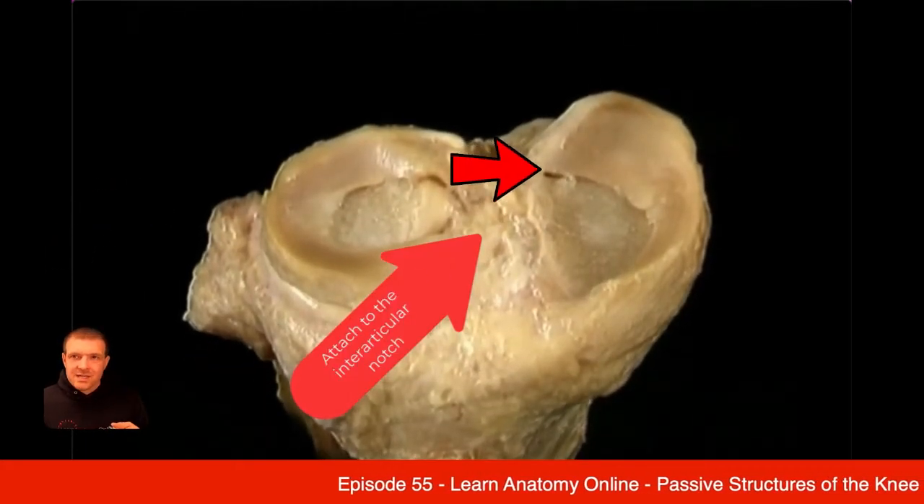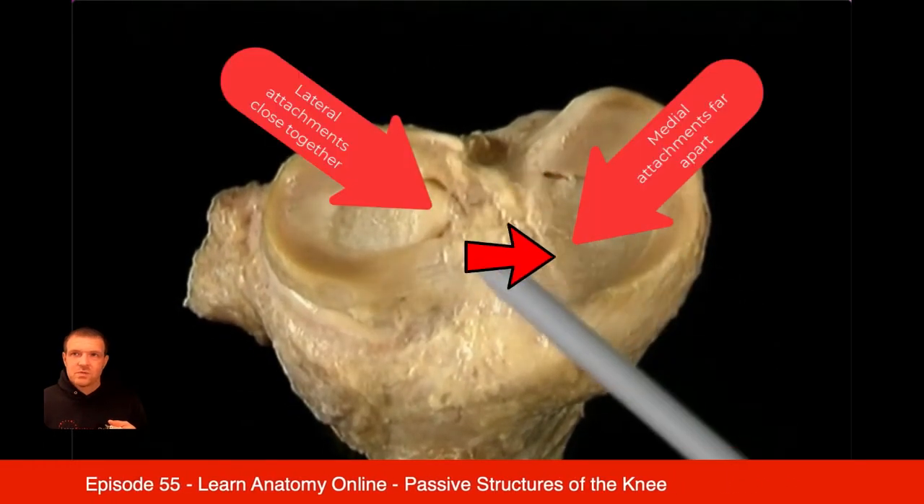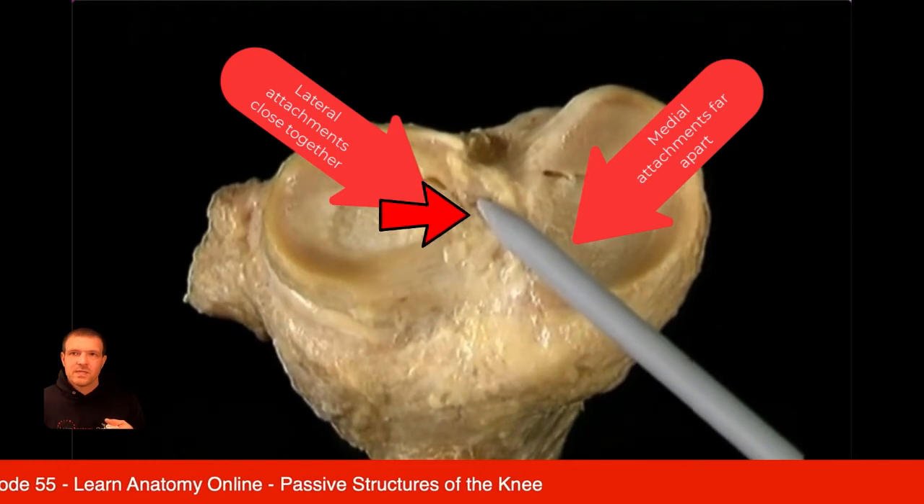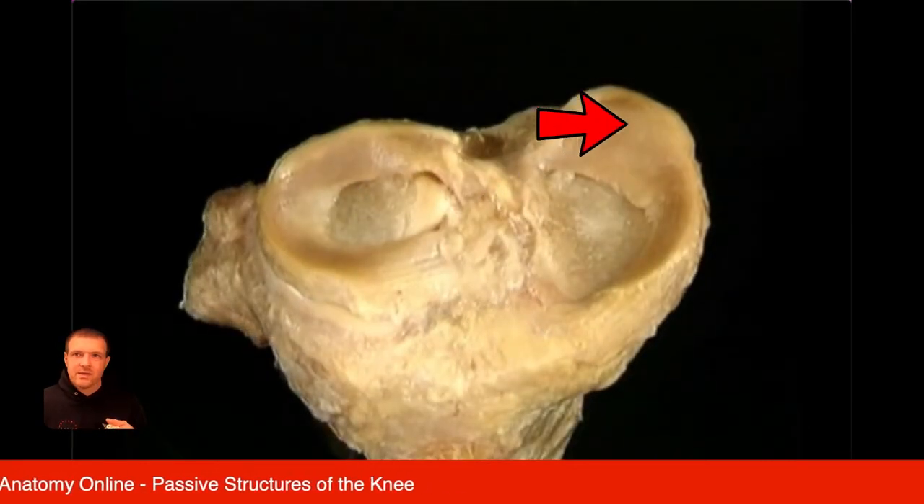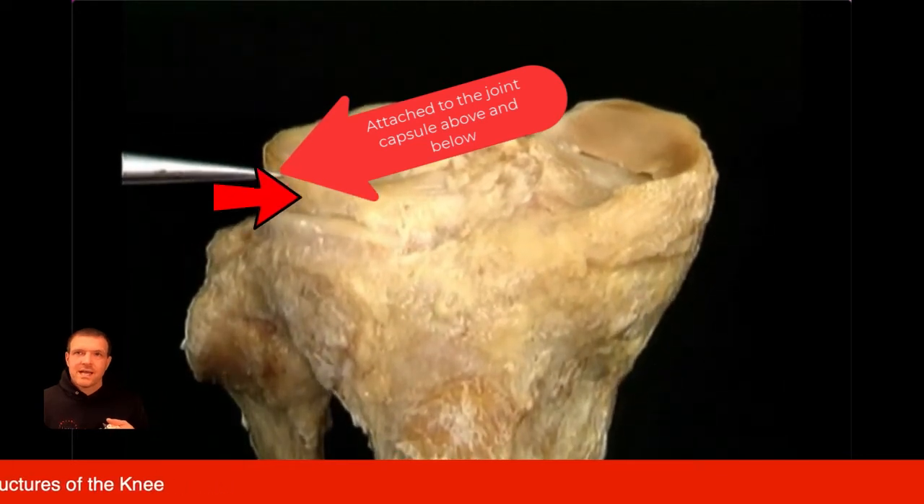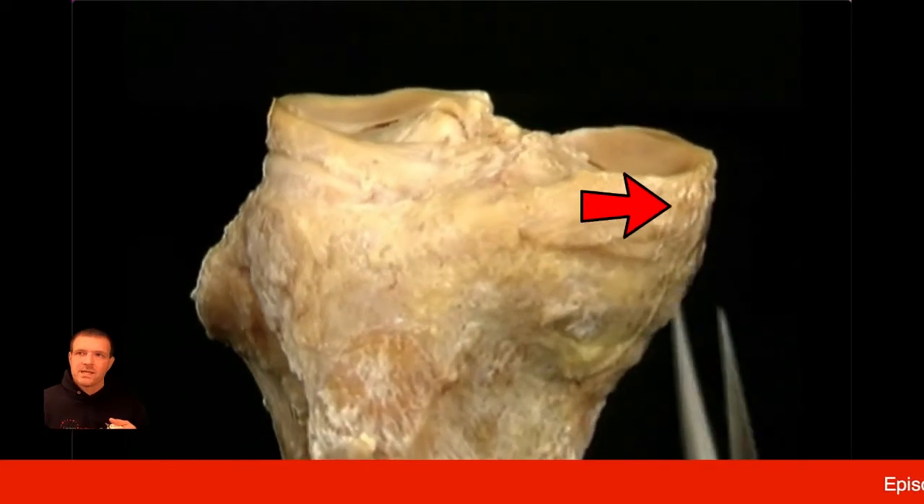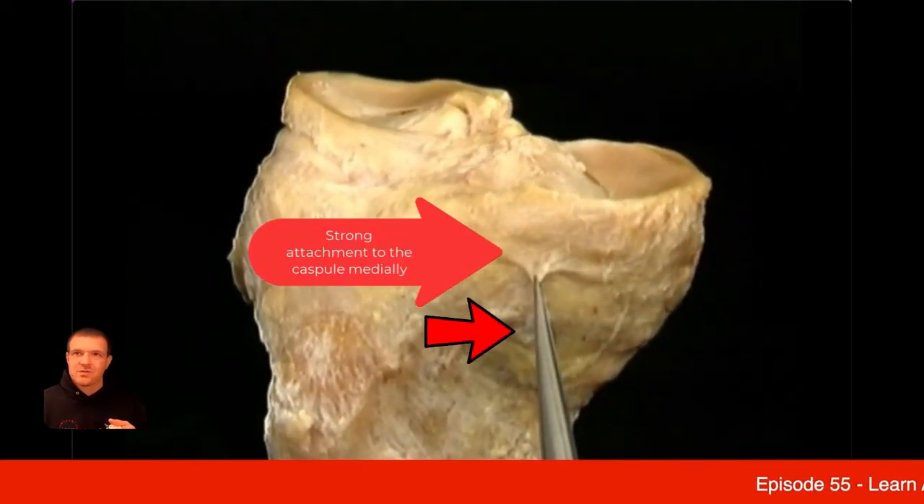So both of them attach on this interarticular notch. These ones are wider, further apart, and these ones are closer together, hence the O and the C shapes on those. They also attach to the joint capsule above and below. And this one, the medial collateral, is literally in it.